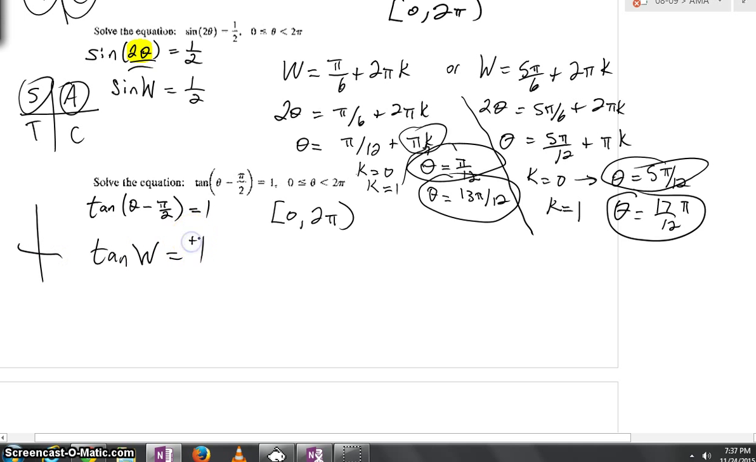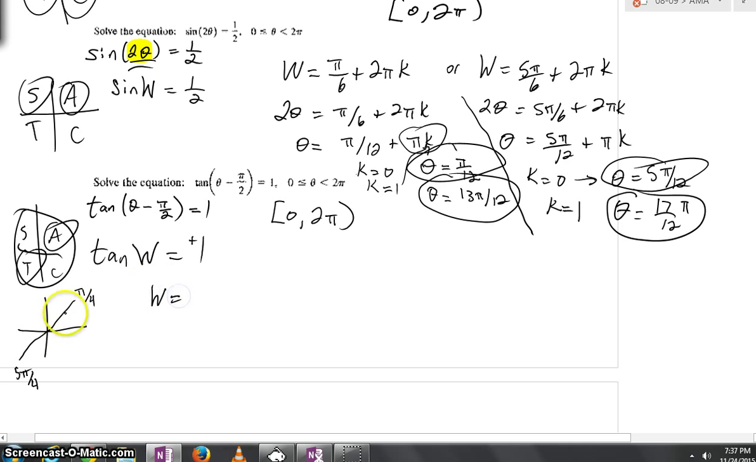Tangent is positive, so let's see, we have all students take calculus. We'll be in quadrant 1 and in quadrant 3. And I guess what I want to point out to you, I hope it's clear, that our reference angle would be pi over 4. And in the third quadrant, we'd have 5 pi over 4.